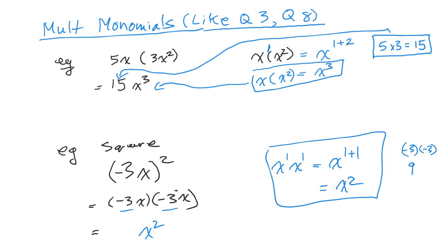You can use your calculator to either write it as negative 3 times negative 3, or you put it in the calculator and write negative 3 squared, which gives us 9. Both of these are valid when you're doing your calculations. So we end up with 9x squared, and we're done.